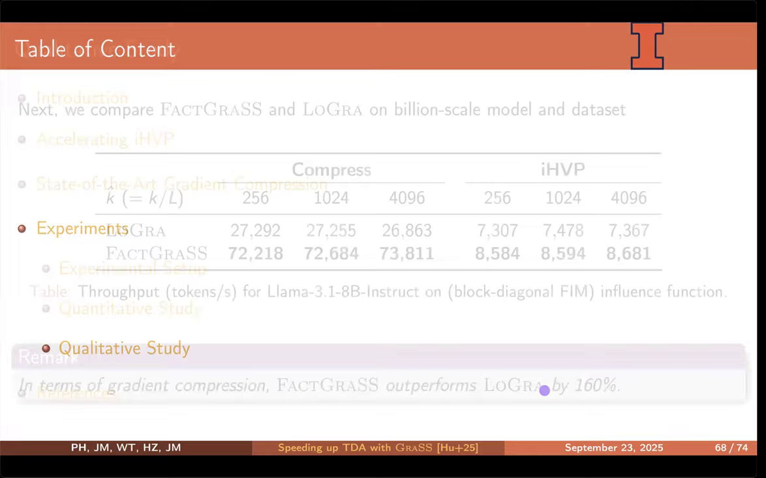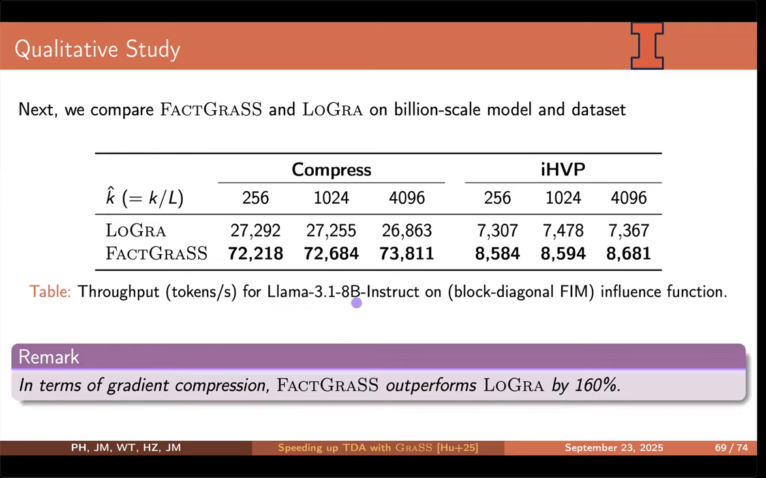Next, we consider the qualitative study, and we consider Llama 3 and 3.1 8 billion on, I think, OpenWebText, and compare this to LoGra. Okay, and we measure the time by throughput, which is tokens per second. We see for compression, we can basically beat LoGra again by roughly 3 times. And for the overall computation, we can beat it by, I think, overall 20% or something like that. And if we just look at the absolute difference, we basically outperform LoGra by like 160%, right? But roughly we are achieving 3 times more throughput.